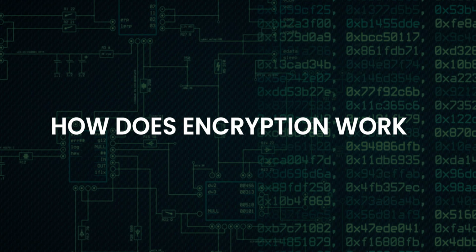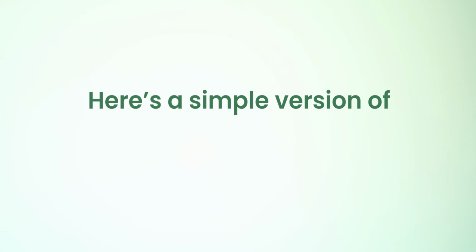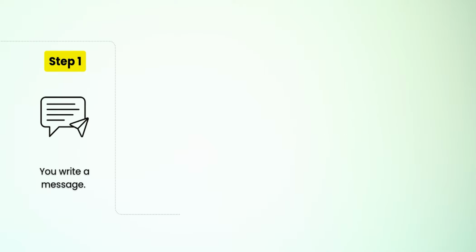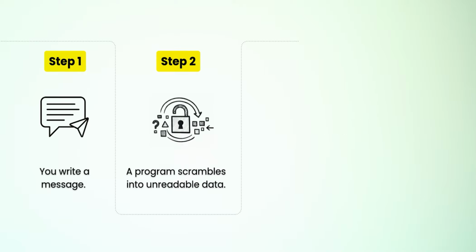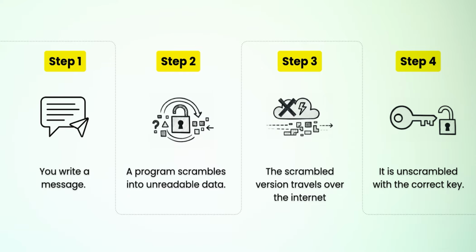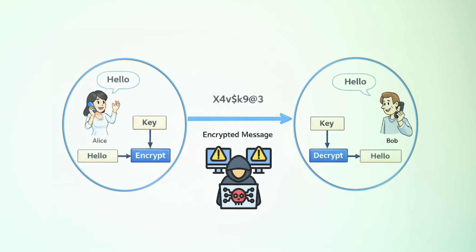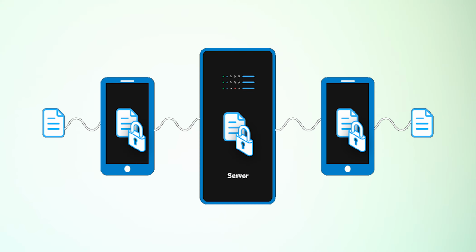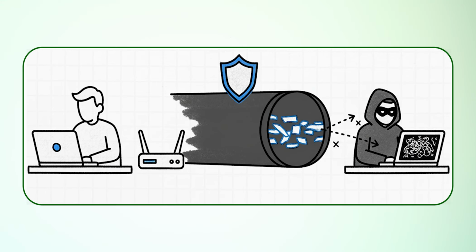How does encryption work? Here's a simple version of how encryption works. 1. You write a message. 2. A program scrambles it into unreadable data. 3. The scrambled version travels over the internet. 4. At the other end, it is unscrambled with the correct key. If someone intercepts it in the middle, they can't understand anything. That's why end-to-end encrypted apps like WhatsApp or Signal keep conversations private, even if someone accesses the network.